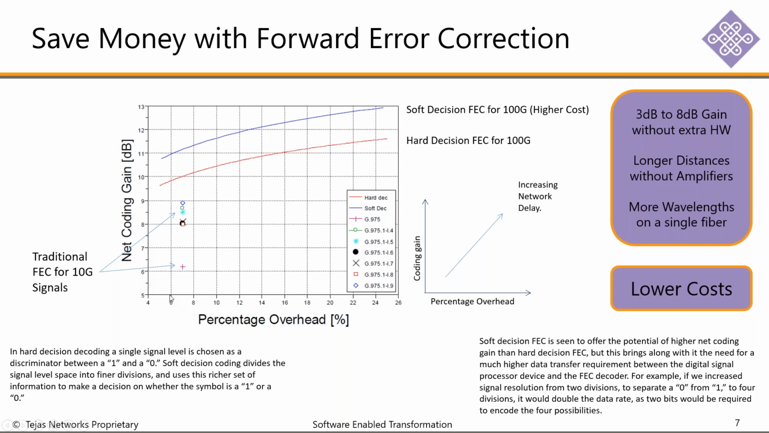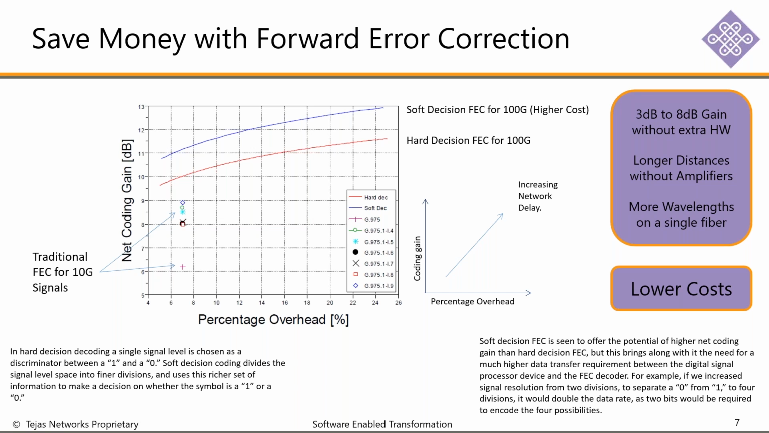There are other forward error correction schemes that are traditional for 10 gigabits. There's one here that gives you about 6 dB of gain, and it's a pretty standard one. It's called standard FEC. But 6 dB of gain is pretty darn good, and that's a lot of distance.